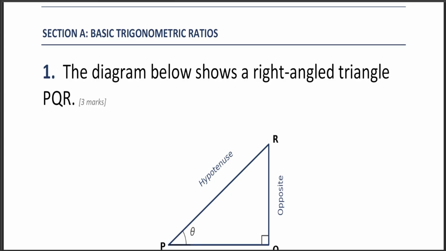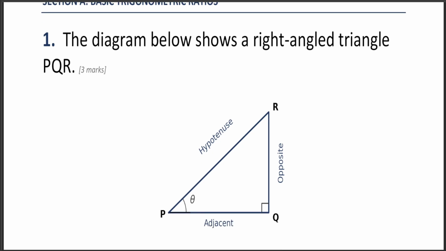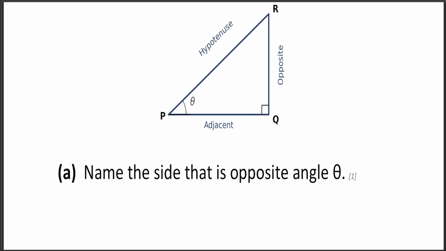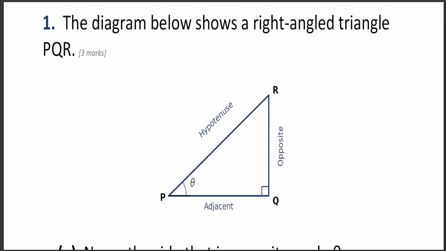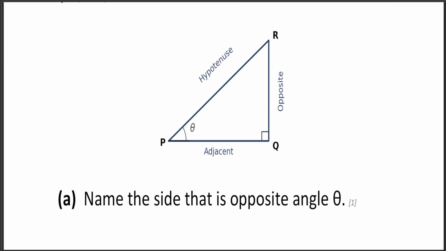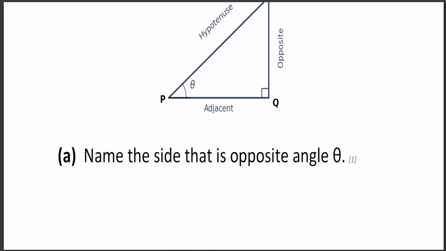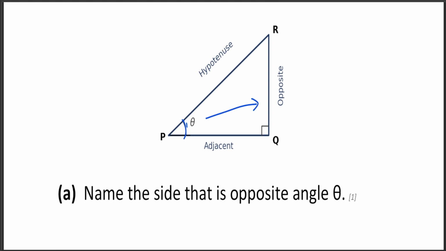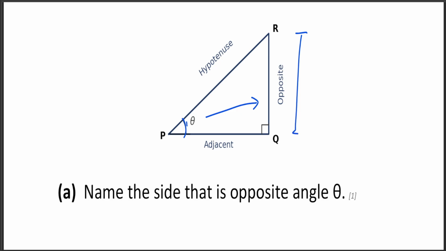So yeah, section A is about the basic trigonometric ratios. We're just reminding ourselves, you were taught these in grade 9, but it is still better to know. So this is a right angle triangle in which everything has already been written: hypotenuse, opposite, adjacent. Now name the side that is opposite to angle theta. The side that is opposite to this one is what we call the opposite, and that is RQ.